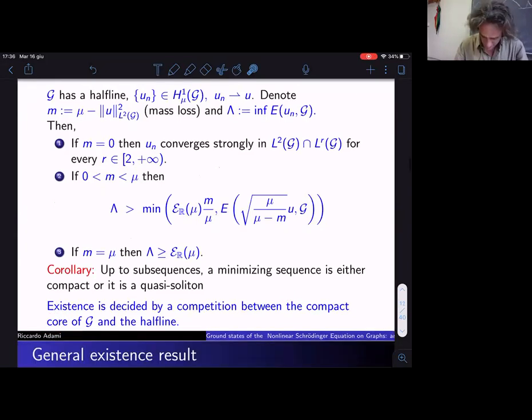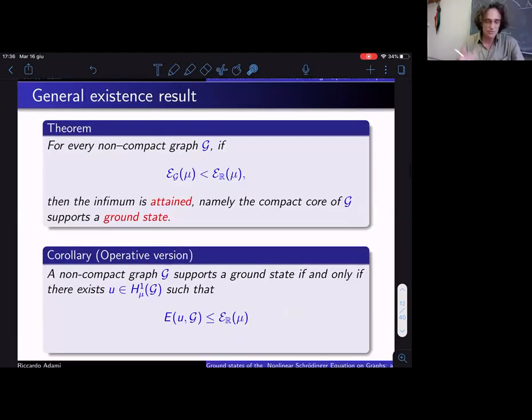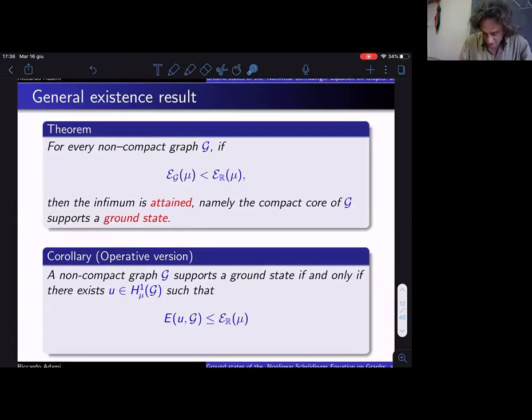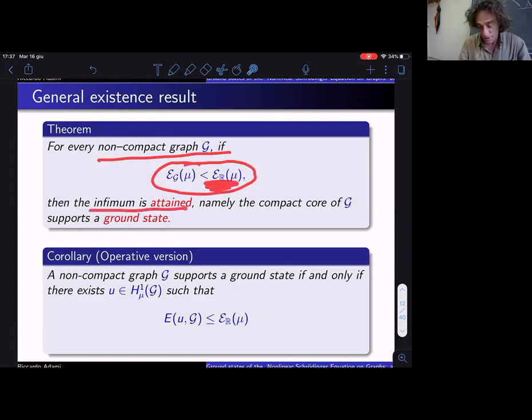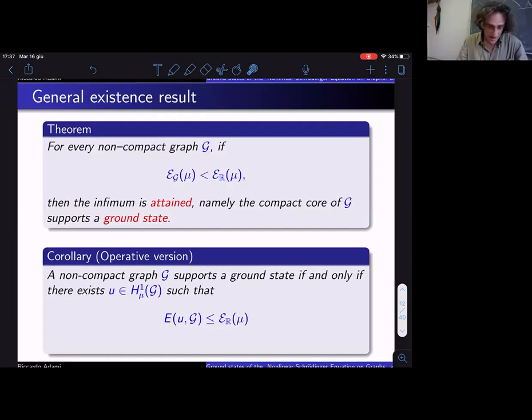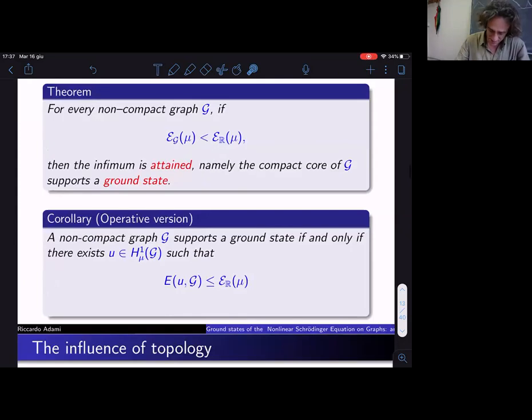This is the philosophy. So, from this lemma, we can have many ways of formulating our search for ground states. First, if you have a non-compact graph G and the infimum is strictly less than the energy of the soliton, then the infimum is attained, so you have a ground state. And in general, if you are able to find a function u whose energy is not larger than the energy of the soliton, then you have a ground state. This is more operative, and in general, this is how we construct examples of graphs with ground states.